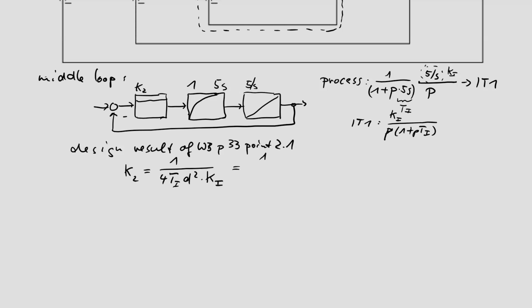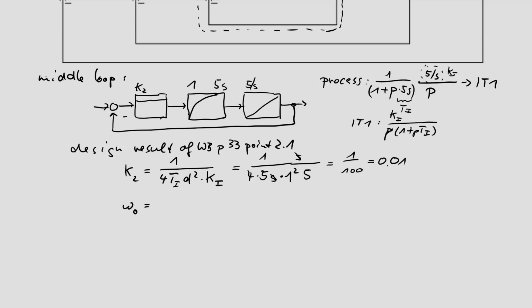In our case, which numbers do we have? We have the 4, our TI, the time constant, is 5 seconds. The D is, according to the task, 1 squared. I write it so you know where this comes from. And Ki is our 5 per second. You see the seconds are eliminated. So we have a K2, a P controller again, which has no physical unit, and the result is 1 divided by 4 times 5 times 5, which is 1 divided by 100. This is 0.01.